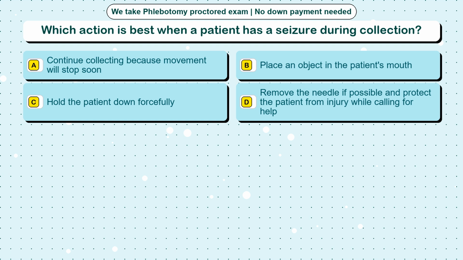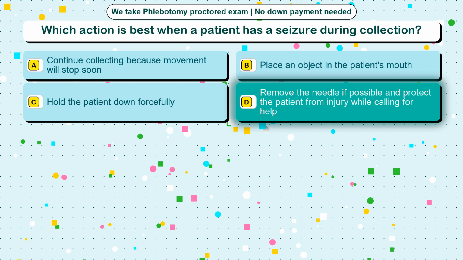Option A, continue collecting because movement will stop soon. Option B, place an object in the patient's mouth. Option C, hold the patient down forcefully. Option D, remove the needle if possible and protect the patient from injury while calling for help.